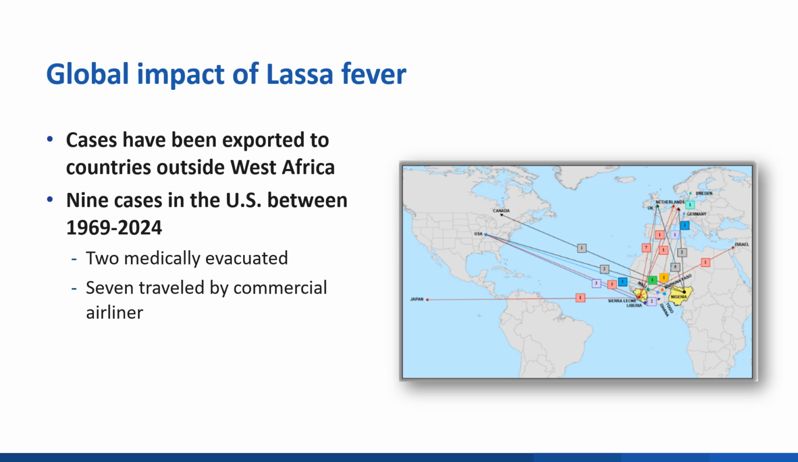This graphic depicts some examples of Lassa fever exportation to countries outside of West Africa. Between 1969 and 2024, 9 cases of Lassa have been imported into the U.S. Of these, 2 patients were suspected of having Lassa fever and were medically evacuated. 7 patients traveled to the United States by commercial airliner and were diagnosed with Lassa fever upon arrival in the U.S.